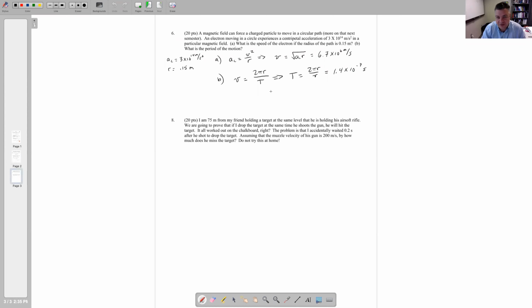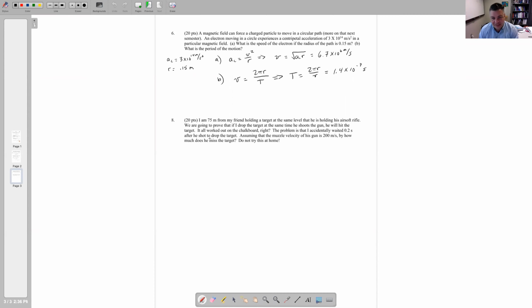I'm 75 meters away from my friend holding a target at the same level that he is holding his airsoft rifle. So this is safe. We're going to prove that if I drop the target at the same time he shoots the gun, he'll hit the target. All right, we talked about that in class, right? They fall at the same rate as being dropped. It depends on what the initial velocity is in the vertical direction. They both have an initial velocity in the vertical direction of 0. The problem in this situation is that I wait 0.2 seconds after he shoots to drop.